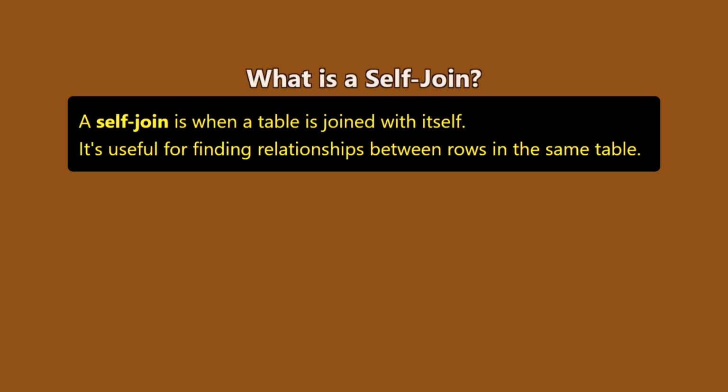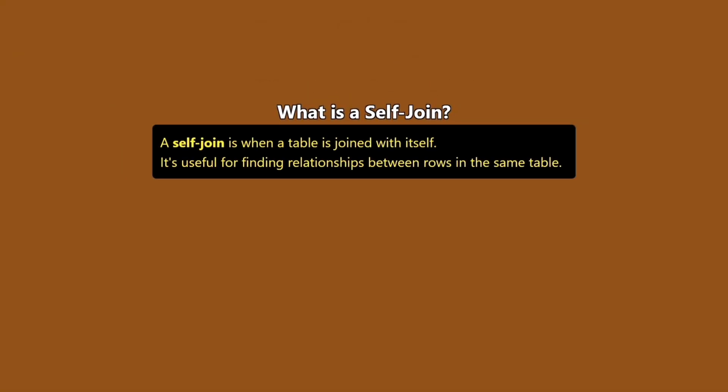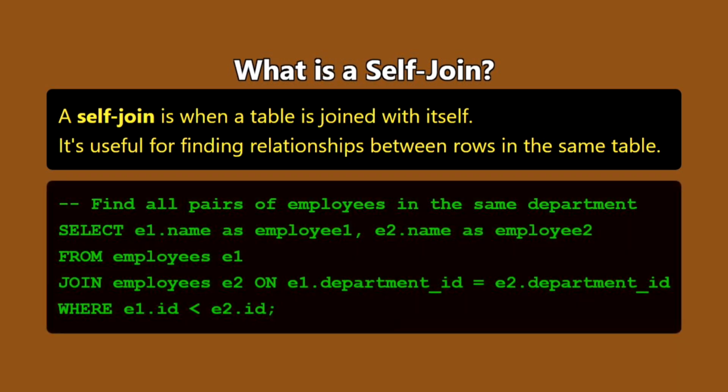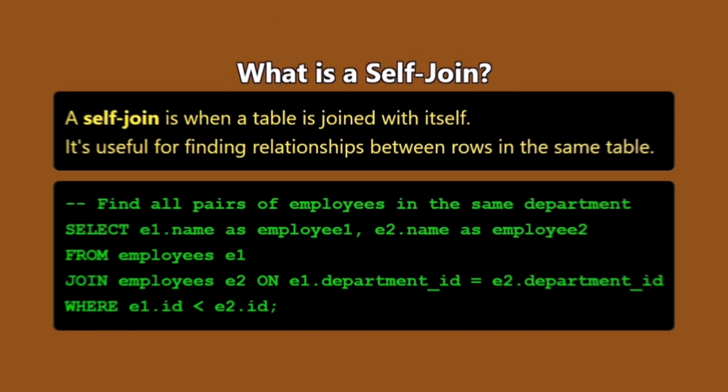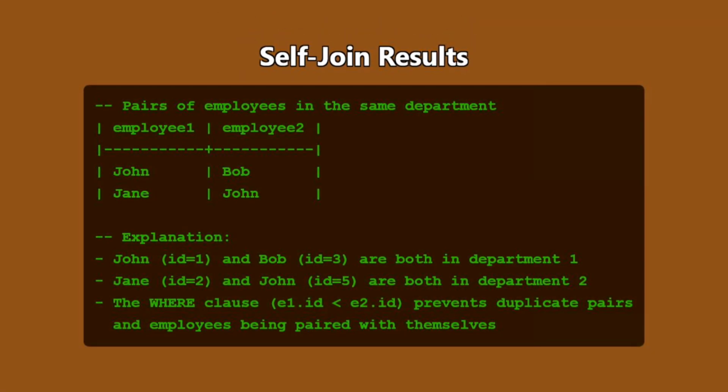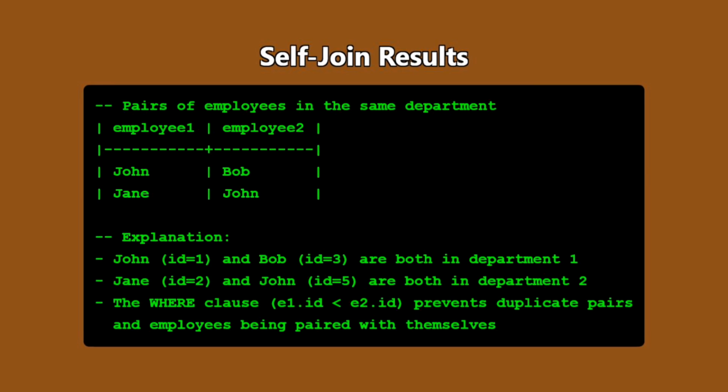Next is a simple question. What is a self-join? A self-join is when you join a table to itself. This technique is especially useful for finding the relationship between the rows within the same table. In the example, we are using a self-join to find the pairs of employees who work in the same department. The result shows that John and Bob work in department 1, while Jane and John both work in department 2.